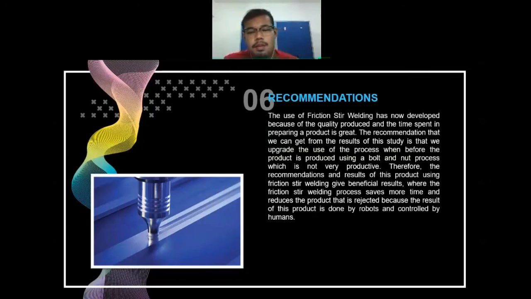The recommendation that we can get from the result of this study is we upgrade the use of the process, when before the product was produced using a ball and nut process which is not very productive. Therefore, the recommendation and result of this product using friction stir welding give beneficial result, where the friction stir welding process saves more time and reduces the product that is rejected because the product is done by robot and controlled by human.